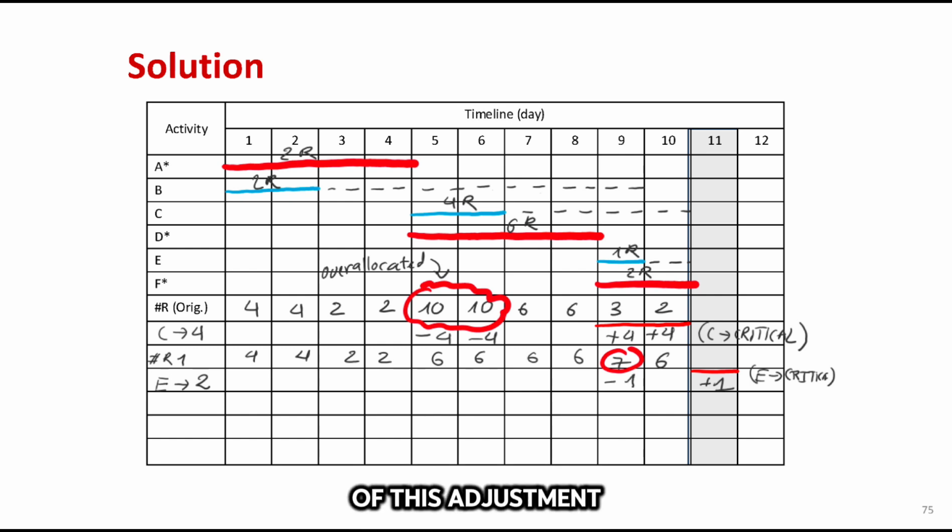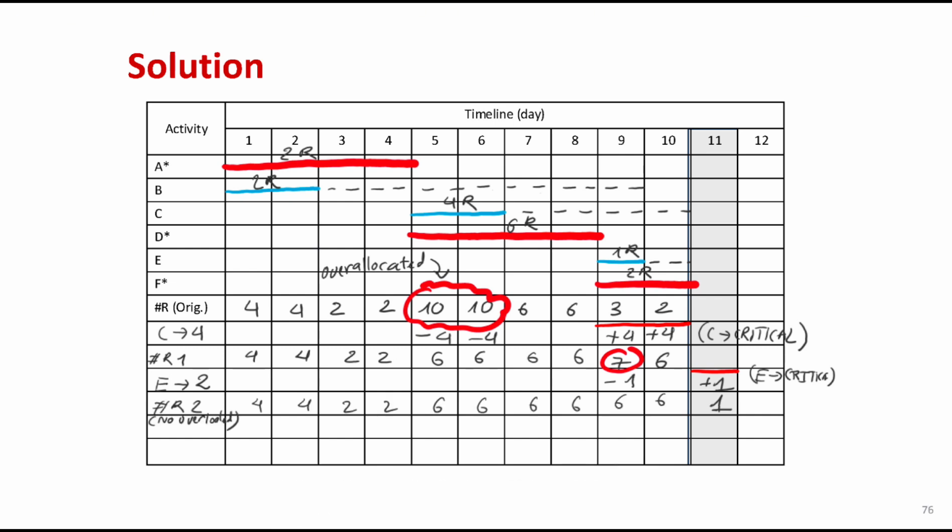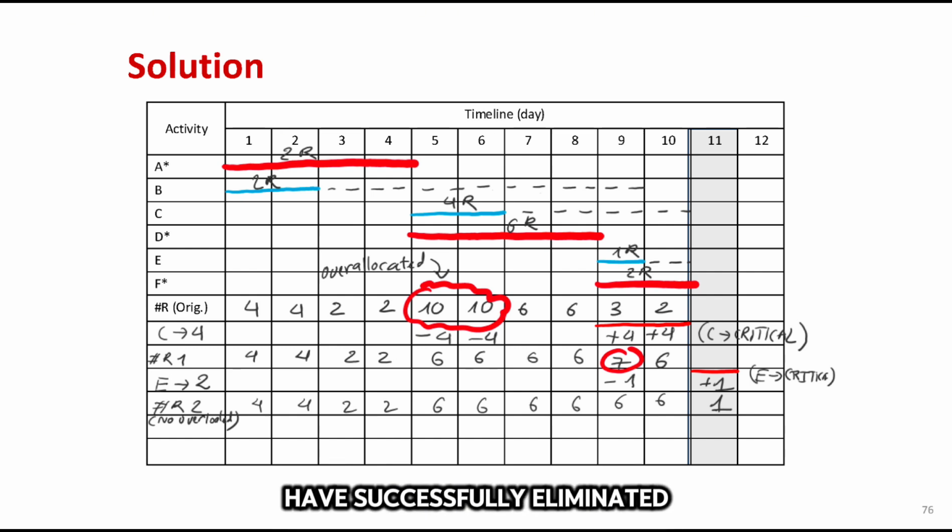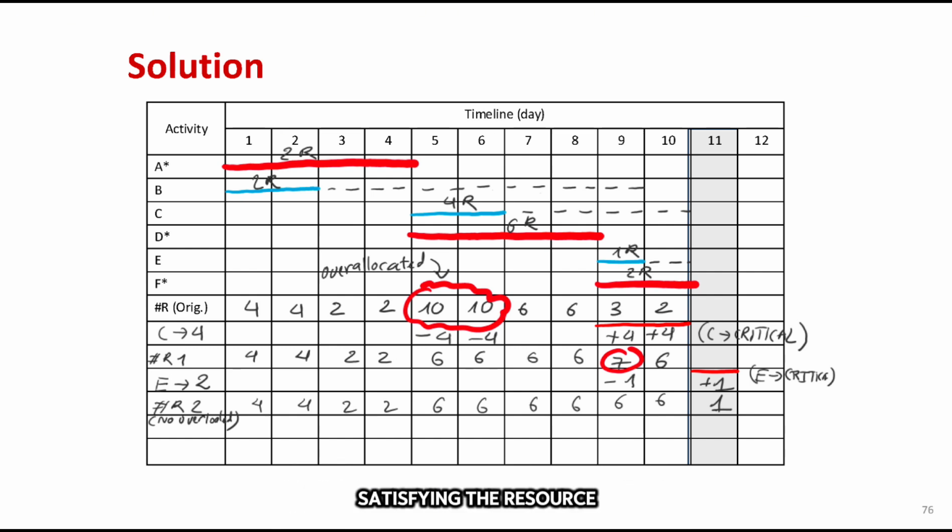As a result of this adjustment, the resource demand decreases by 1 laborer on day 9 and increases by 1 on day 11. Incorporating these changes into the current resource demand, we now have the updated daily resource levels. As shown, we have successfully eliminated all overallocation, satisfying the resource constraint while minimizing project delays.